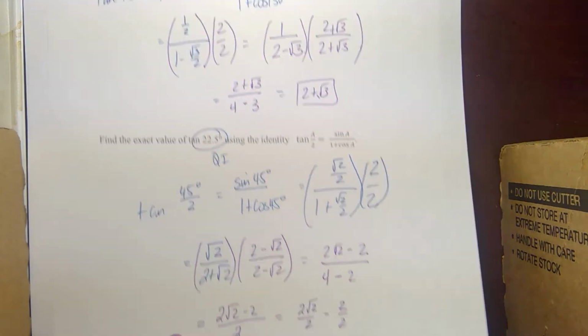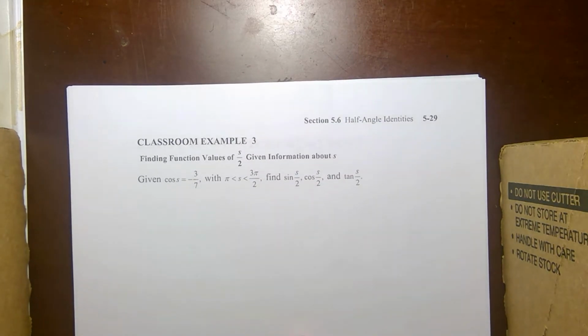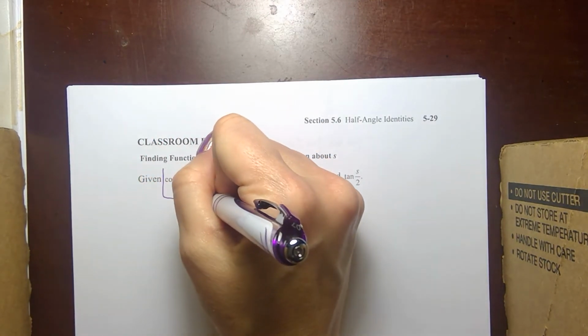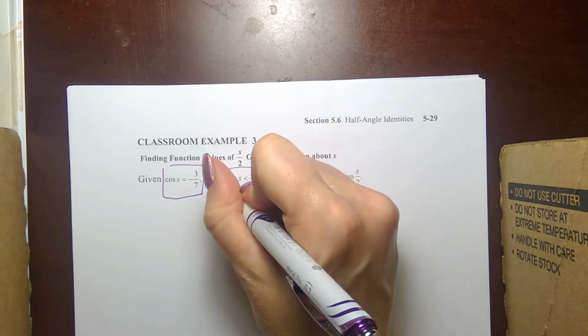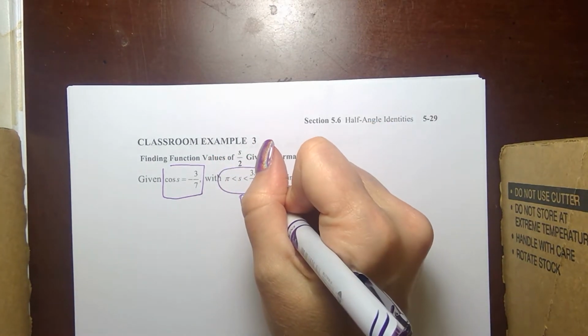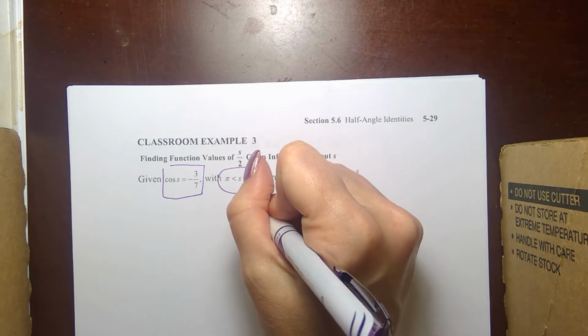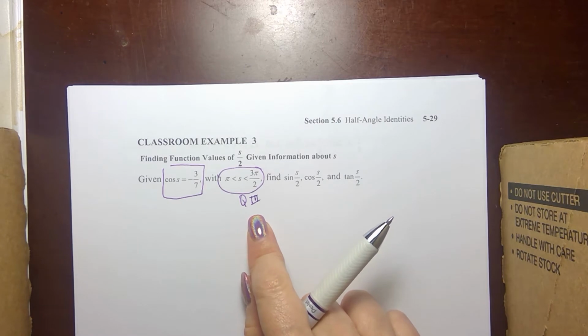Okay, let's look at example 3. Example 3 gives us information about S and asks us to find information about the half angle S half. All right. Cosine S is negative 3 over 7. And S is in quadrant 3, excuse me. It's been a long morning already. S is in quadrant 3 because it's between pi and 3 pi halves.